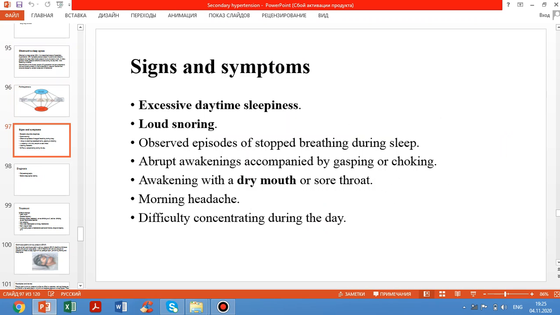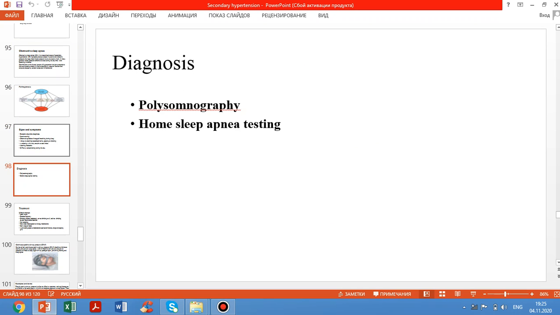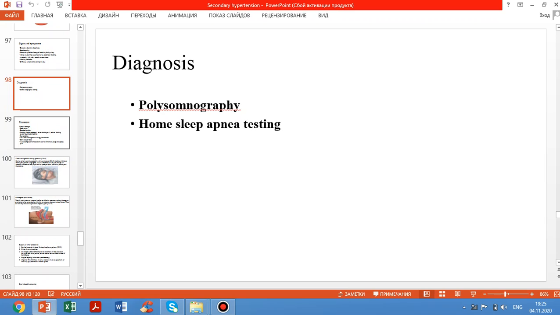Signs and symptoms: excessive daytime sleepiness, loud snoring, observed episodes of stopped breathing during sleep, abrupt awakening accompanied by gasping or choking, awakening with a dry mouth or sore throat, morning headache, difficulty concentrating during the day. Diagnosis: polysomnography, home sleep apnea testing.